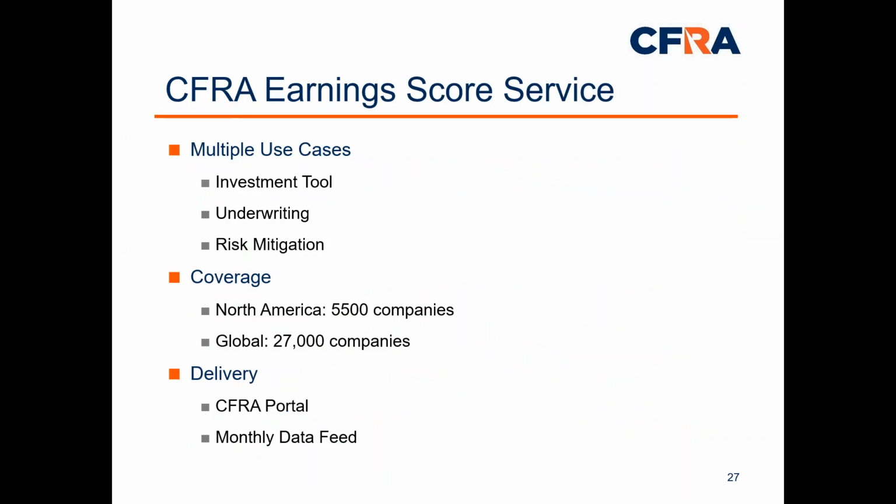Thank you, Will. Before we move on to questions, I'd like to provide some more information on the earnings score as a service. Class action risk mitigation is one example of a use case for our earnings score model. It is also used as an investment tool and for other types of risk mitigation. The model covers roughly 5,500 North American companies and over 27,000 global companies. We deliver the scores on our CFRA research portal and via data feed so that clients can feed the scores directly into their own models.